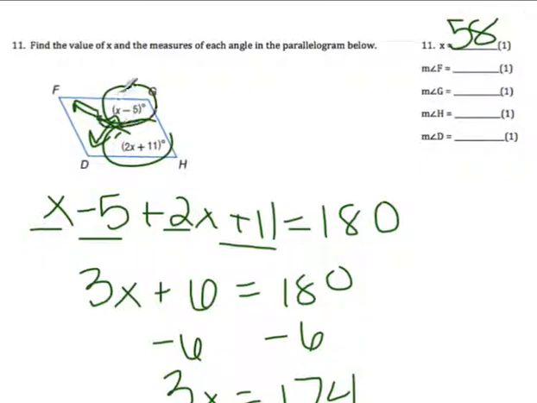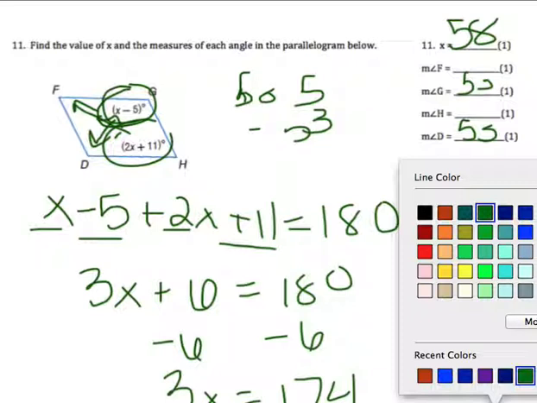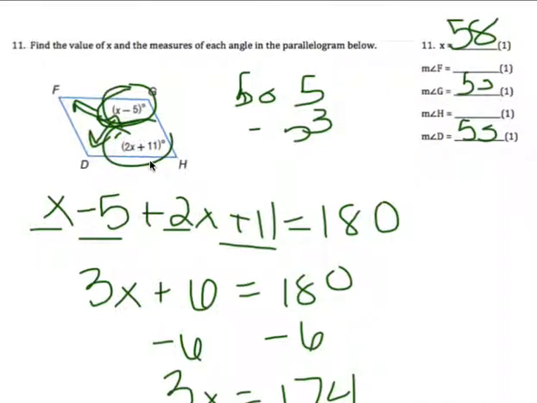Now, to get angle G, I need to take 58 minus 5. Well, 58 minus 5 is 53. So we're going to put that for G. We want 53, and for D, it's also going to be the same angle because they're sitting across from each other. Now, to figure out angle F, we need to plug in here.